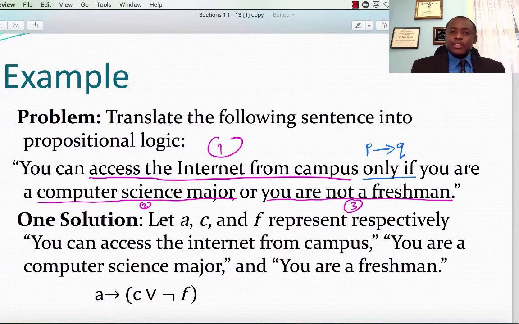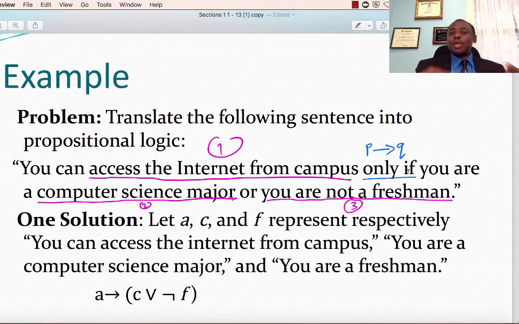Beautiful. Another example: you can access the internet from campus only if you are a computer science major or you are not a freshman. This example could have surfaced in the days when the internet just came around and accessing the internet on campus was such a wonderful privilege. But we are not interested in that. We're interested in converting this English sentence into propositional logic. So what are the atomic propositions we have here? Number one, access the internet. Number two, computer science major. Number three, freshman. But observe here that we have the phrase only if.